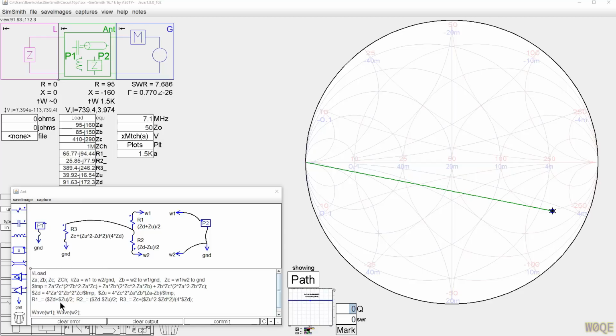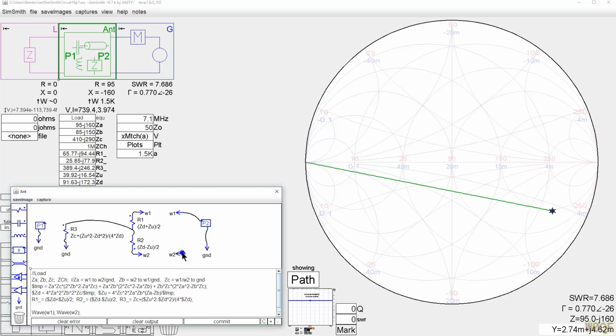I will make the file available to be downloaded, the circuit in SimSmith, and you can play with it to your heart's content. So what is the real differential impedance of this antenna? If we measure the impedance from W1 to W2 using this circuit as shown here, we get the value of 95 minus J160.